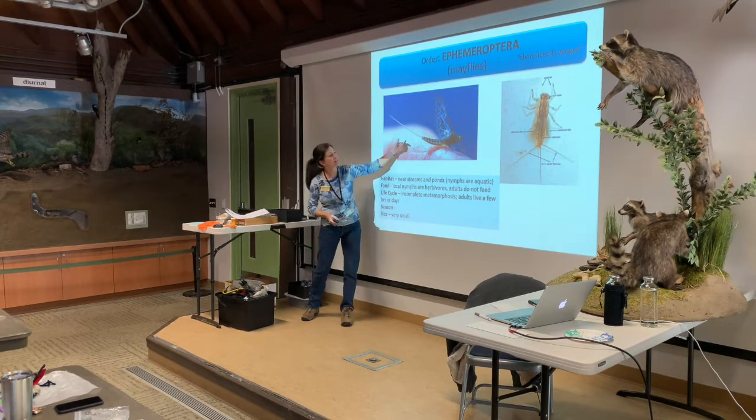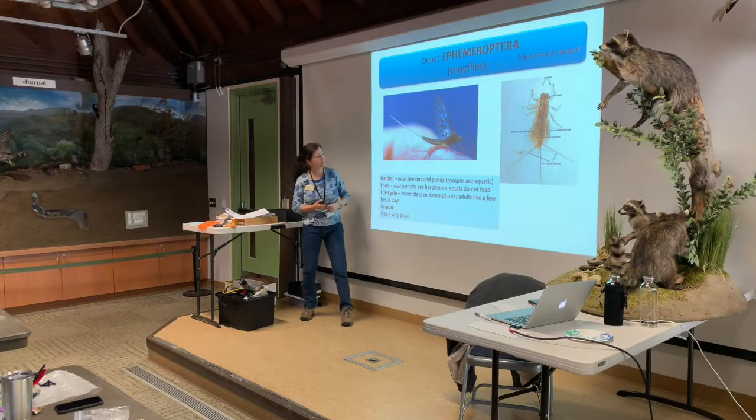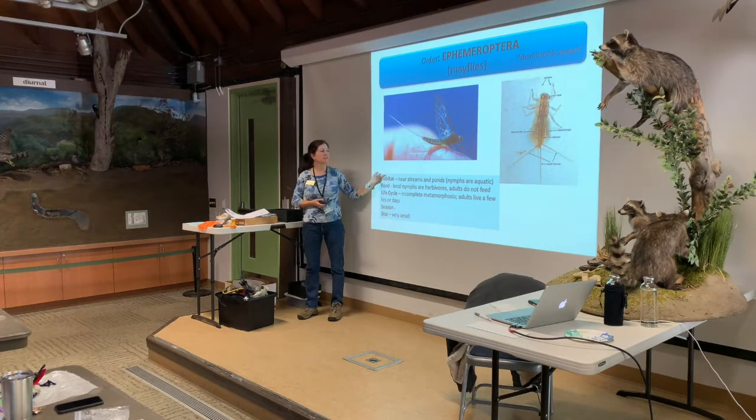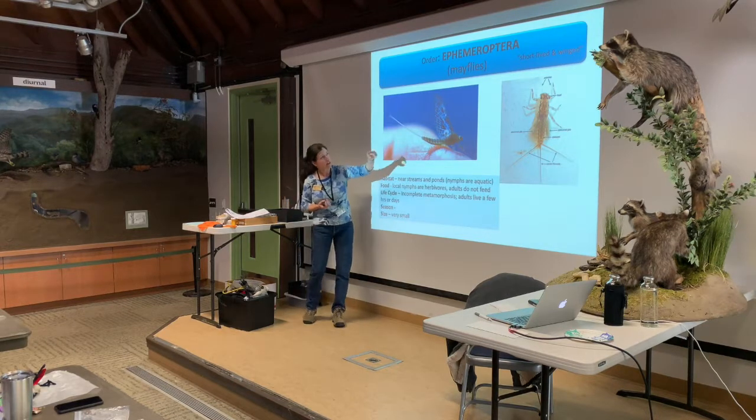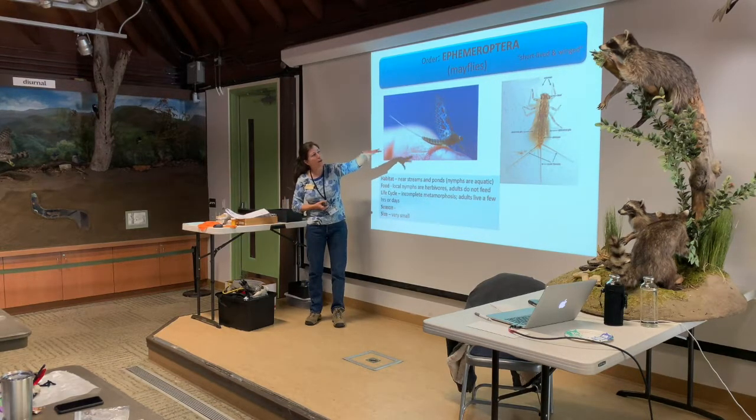So teeny tiny, this is somebody's finger. Tends to be near streams and ponds because the nymphs are aquatic. And aquatic nymphs have the special name of a naiad. Yes, you don't have to remember that. But when you're going in streams and getting these different aquatic insects out and identifying them, oh my gosh, you're looking at all the different body parts to try to figure out what type it is.